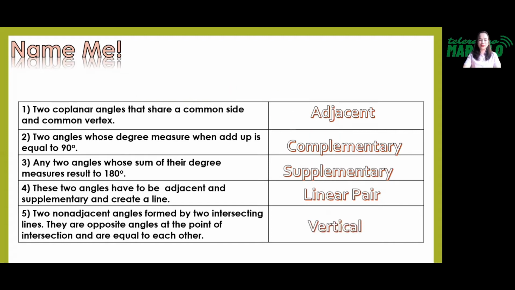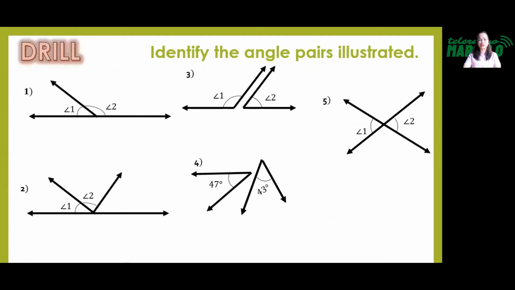Okay, we have another activity that will surely refresh your knowledge of the week 2 lesson. In this drill, you have to identify the angle pairs illustrated. For figure number 1, we have angle 1 and angle 2. If your answer is supplementary and linear, it's correct. Number 2, focus on angle 1 and angle 2 alone. What kind of angle pair is illustrated in figure number 2?